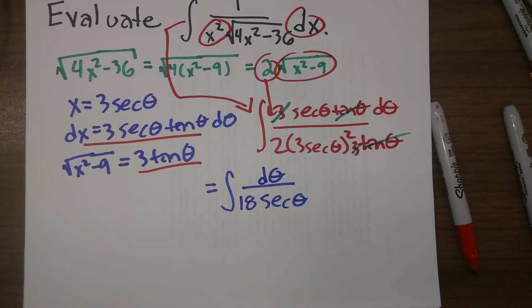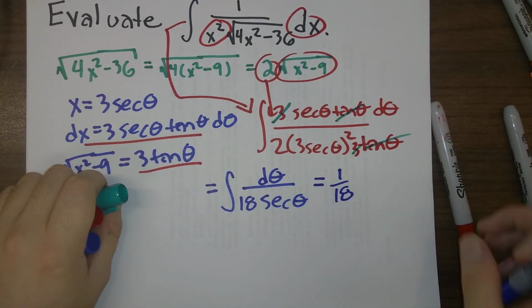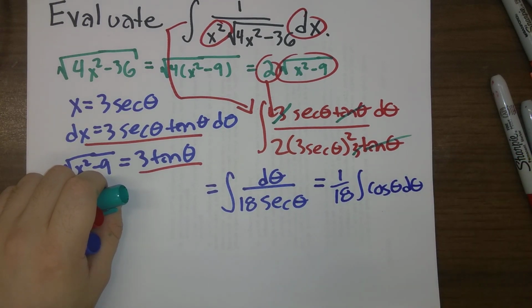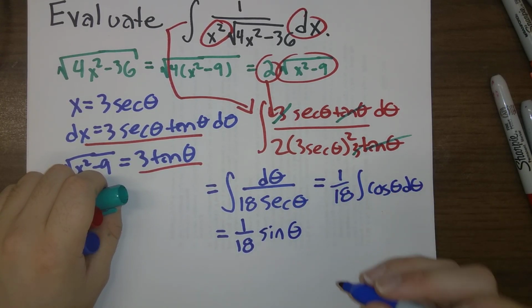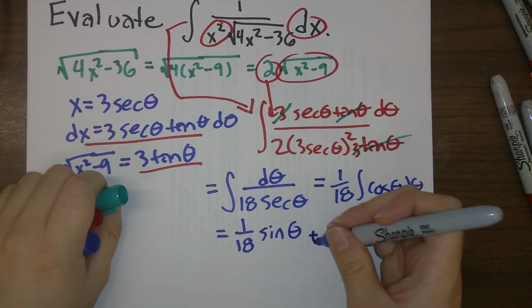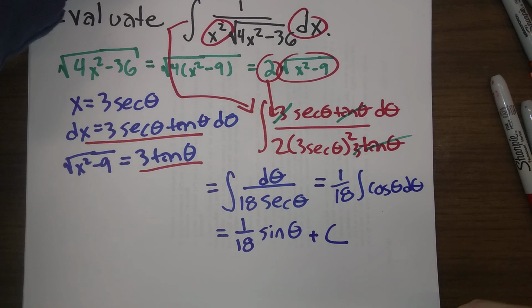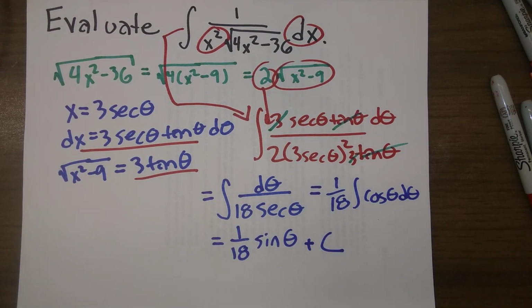Okay, so we see a 1 over secant theta. But 1 over secant theta is just cosine theta. So it's far easier for us to just say the integral of cosine theta. And of course, the integral of cosine theta is going to be sine theta. So this is what we have in terms of theta.